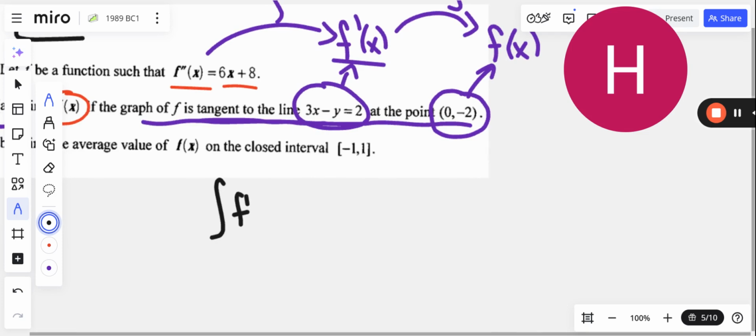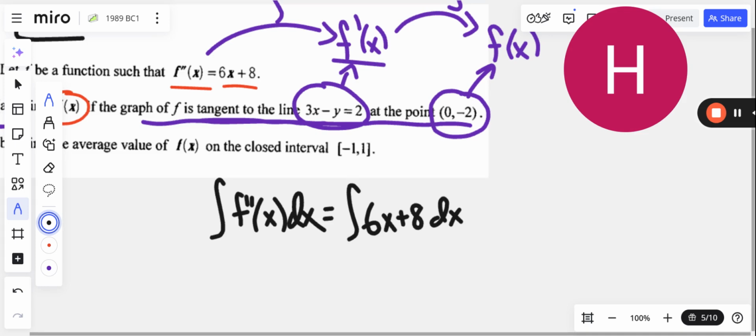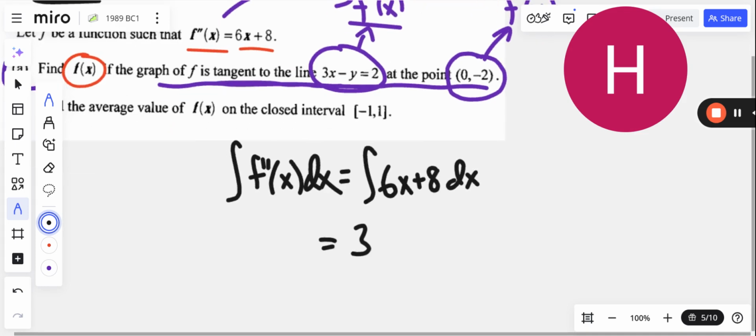Integral of f double prime. That's going to be equal to the integral of 6x plus 8. And so that's going to give us 3x squared, remember, raise the power, then divide by the new power, plus 8x plus c.